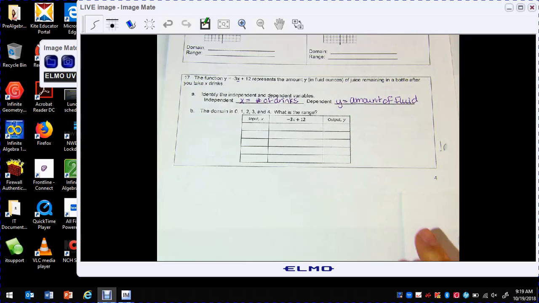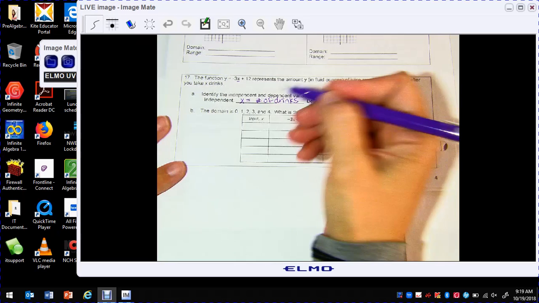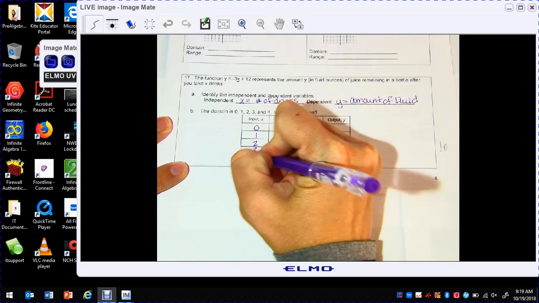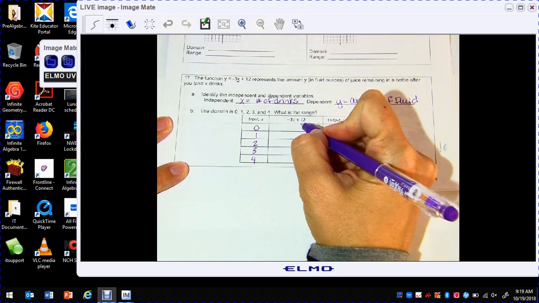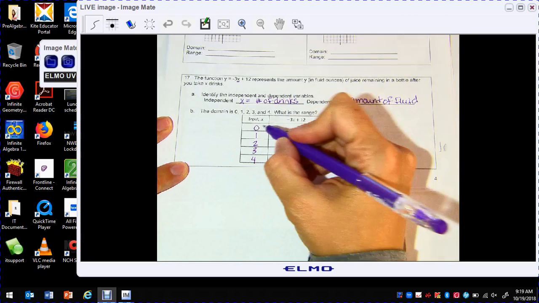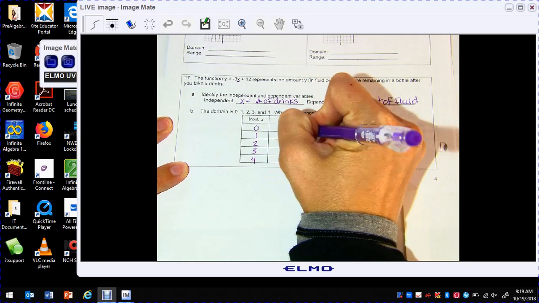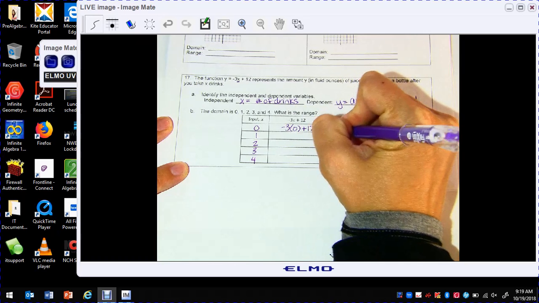Okay? And so this wants us to say, if my domain is 0, 1, 2, 3, and 4, I want to find the range. So I'm just going to plug in those numbers for my input, and anywhere in the equation I have that x value, I'm going to put that. So it's negative 3 times 0 plus 12. That gives me 12 for my output.